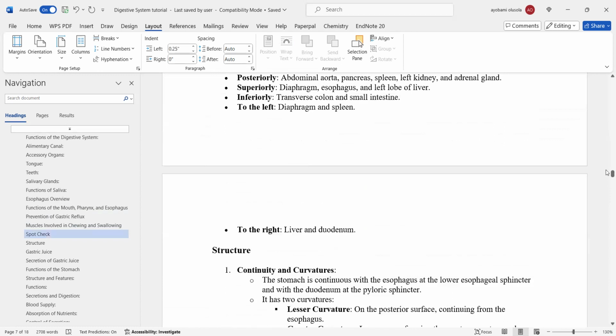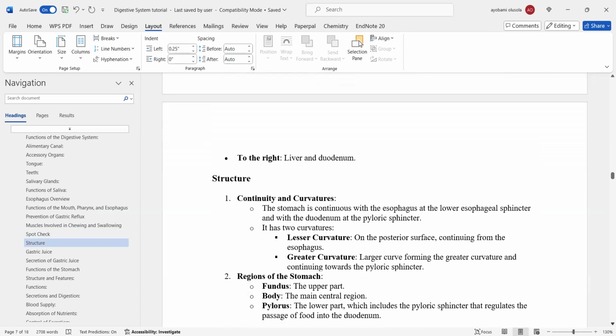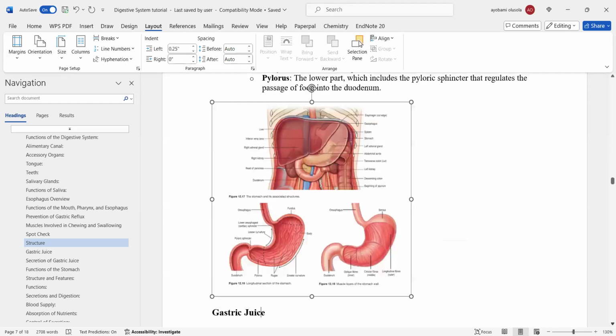The stomach is continuous with the esophagus at the lower esophageal sphincter, and it continues with the duodenum. The duodenum is the first part of the small intestine. So the stomach continues with the duodenum at the pyloric sphincter. So there are two sphincters: the lower esophageal sphincter, after it we have the stomach, and after the stomach we have the pyloric sphincter, and after the pyloric sphincter we have the duodenum. Okay?